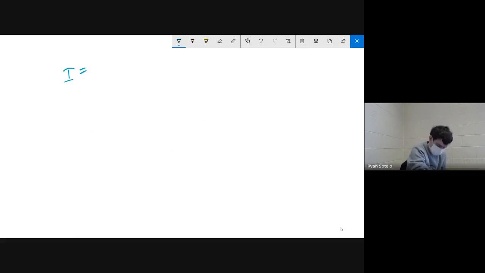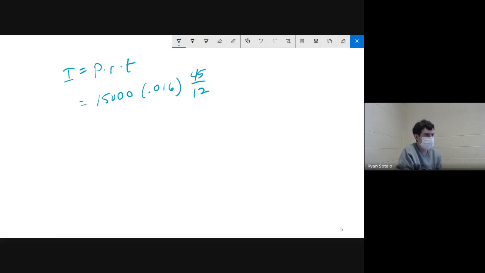So for the interest, we're going to take the principal times the rate times the time. 15,000 is the principal. 0.016 is the rate. And it's 45 over 12 for the number of years. That's 3 3/4 years. Not quite 4. So that should be $900 in interest.